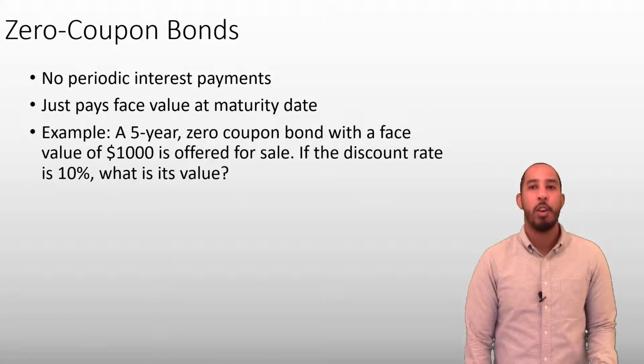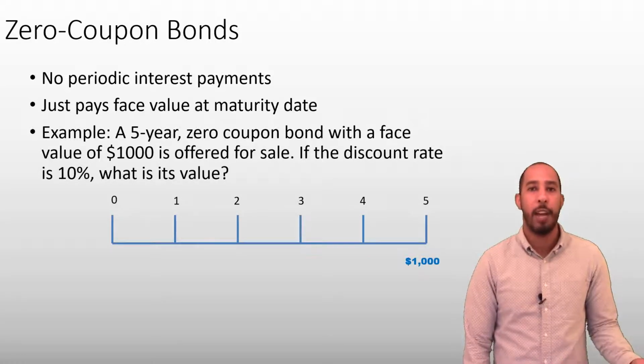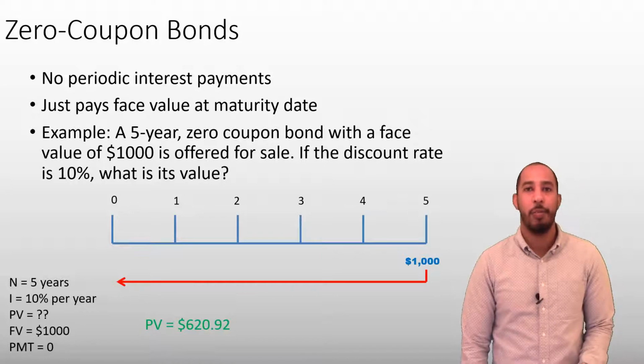We have a 5-year zero coupon bond with a face value of $1,000. If the discount rate is 10%, what is this bond's value? On a timeline, the bond's cash flows will look like this. Just one single cash flow, the face value, at the maturity date. And how do we value this? We just find the present value of that single cash flow. And we find that this zero coupon bond is worth $620.